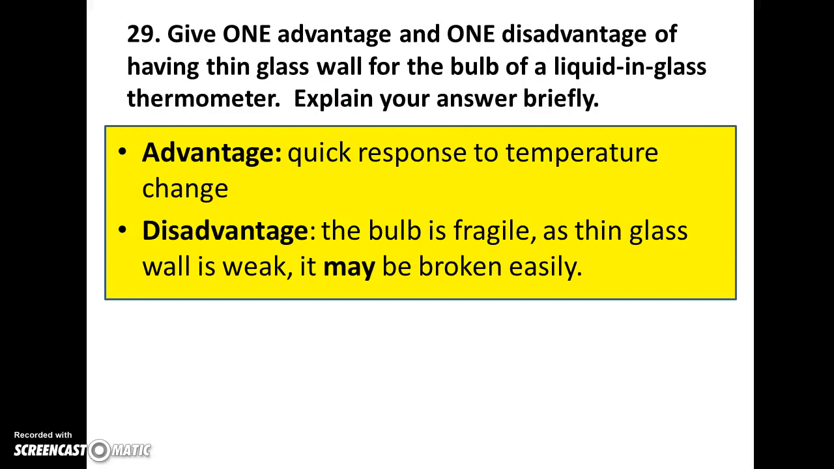Question 29. Give one advantage and one disadvantage of having thin glass wall for the bulb. The advantage is the quick response to temperature change, and the disadvantage is that the bulb becomes fragile, so it is easy to be broken.